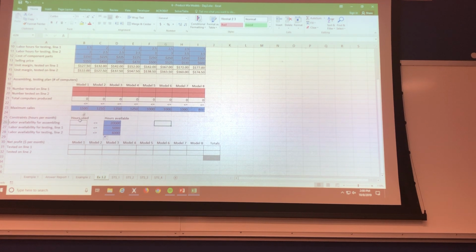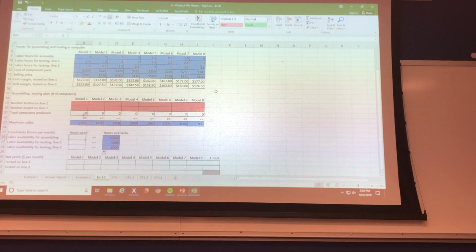Okay. The hours used for assembly. How do I calculate the hours used for assembly? Okay, so you're right, it's the sum product. Okay, of what now? The computers produced. Yeah, it is actually computers produced, and what else? Labor hour for assembly.